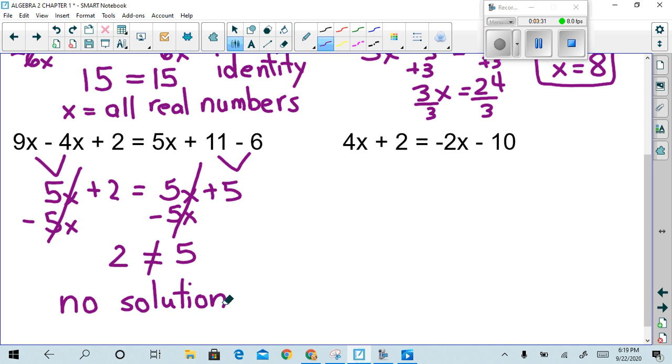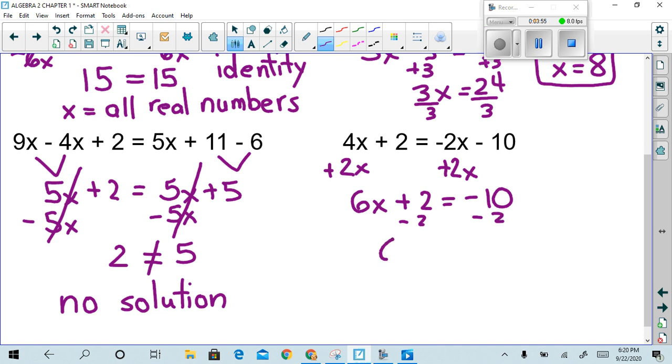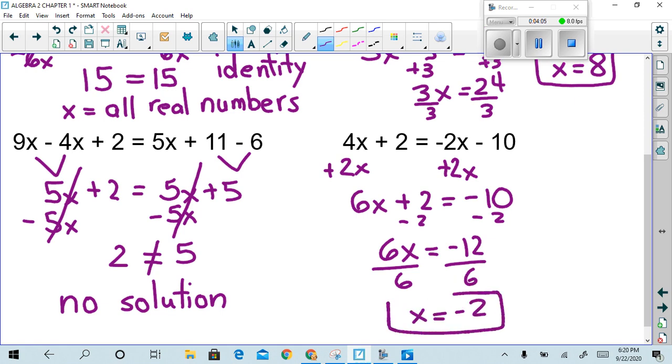Problem number 4. Nothing to simplify on the left or the right, but I do see variables on both sides. This time, I have to add 2x to both sides. Just trying to give you a variety of the different things you can encounter with these multi-steps. Now, two inverse operations. Let's subtract. And let's divide. Again, if we need a little refresher on rules of integers, the operations, we can easily go over them.